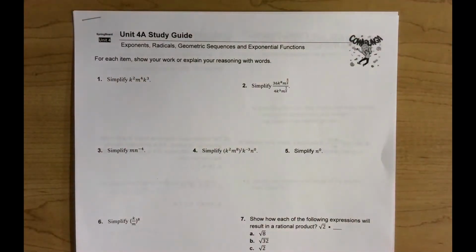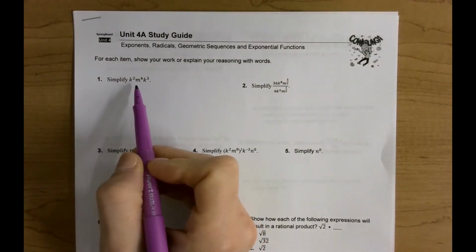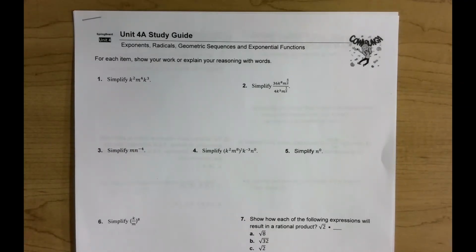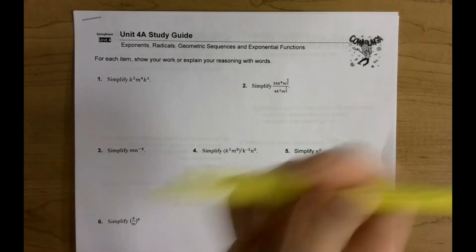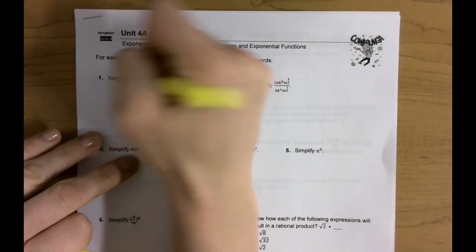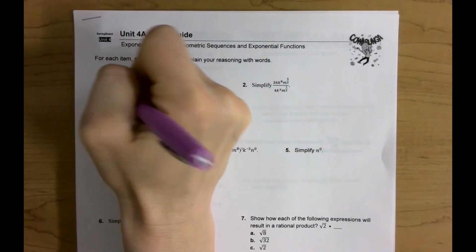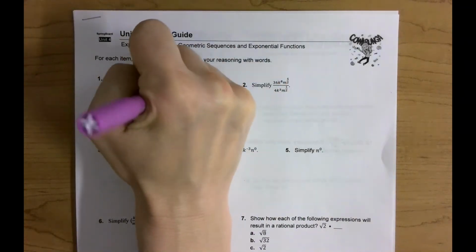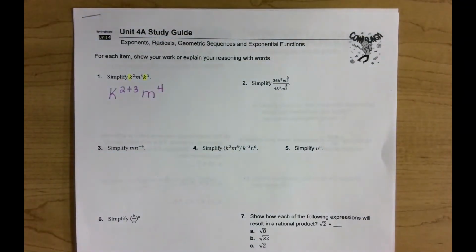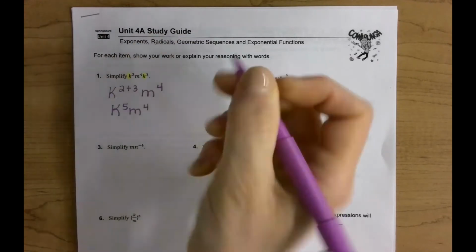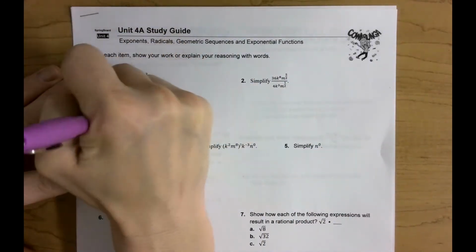So simplify k squared times m to the fourth power times k cubed. We want to add exponents that have the same base. If you notice, we have the same base with k squared and k cubed, so we can add those exponents of 2 and 3. And then m to the fourth would stay the same. So adding those, 2 plus 3 is 5, so it'd be k to the fifth power times m to the fourth power, and that's our answer.